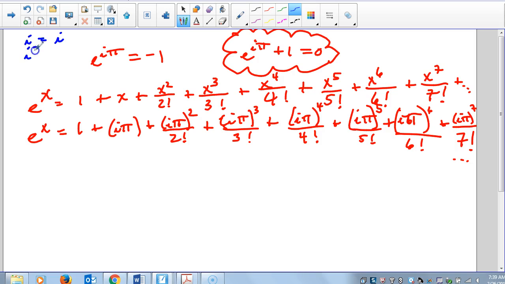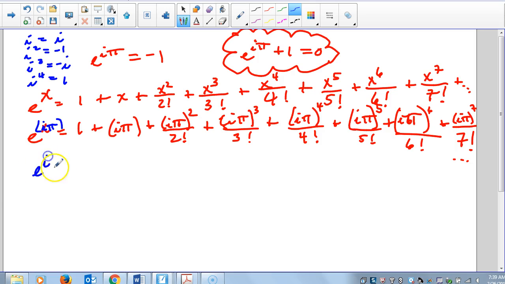i squared is -1. i cubed is -i. And i to the 4th is simply 1. So when you used to do this and you had i to the 57th, you would divide by 4 to find out how many 1s are in there, and then you would use whatever's left over. Okay, but these ones are pretty simple. So this is i pi that we're substituting in.